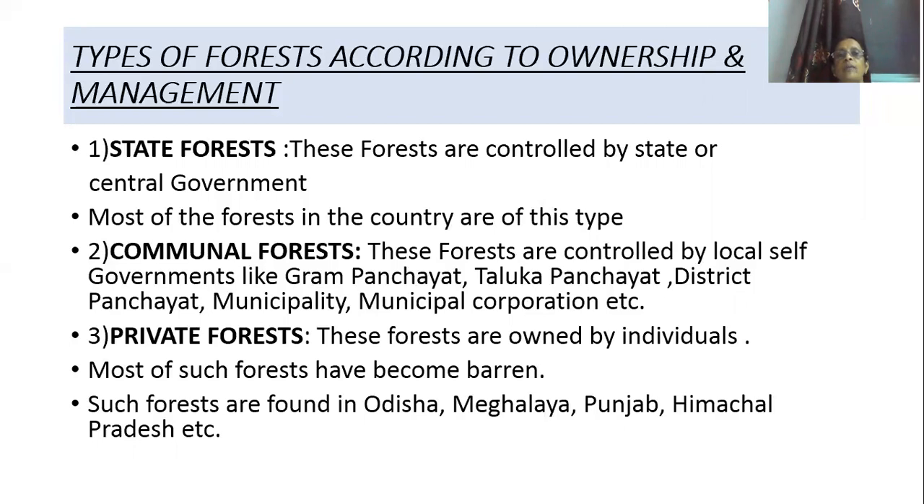So on the basis of ownership and management, forests are classified into how many types? Three types: state forest, communal forest, and private forest. What is meant by state forest? Those forests which are under the control of the state or central government, and most of the forests in the country are of this type. What is meant by communal forest? Those forests which are controlled by local government institutions like Gram Panchayat, Taluka Panchayat, District Panchayat, Municipality, Municipal Corporation, etc. Private forest: those forests which are owned by private individuals, and most of these have become barren. We can find private forests in Odisha, Meghalaya, Punjab, Himachal Pradesh, etc.